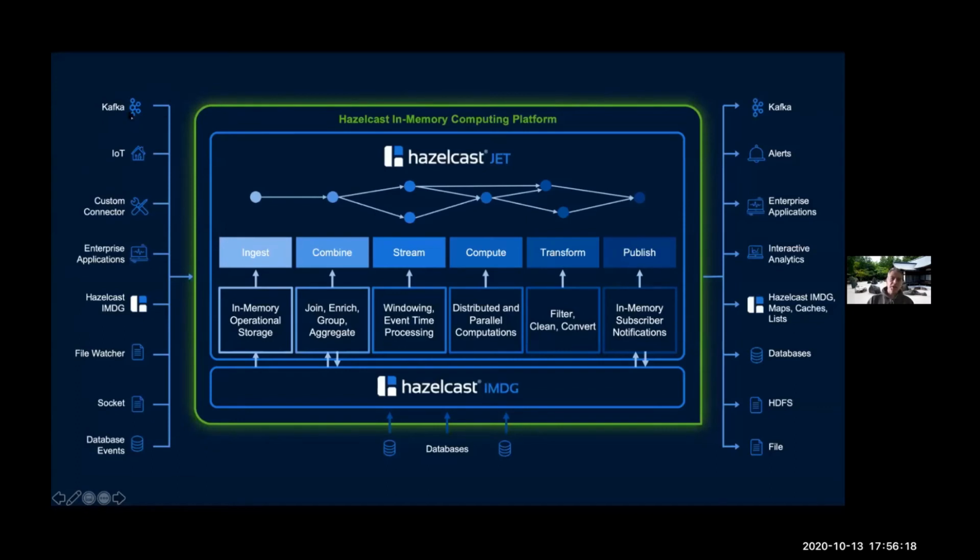We like a Jet pipeline as well. In general, this is a stream processing pipeline, but it reads from some sources and writes to some sinks. Here you can see by default what we can read from. We can read from Kafka, we can read from a file system, we can read from database events by leveraging Debezium. And if nothing fits you, of course, you can write your custom collector. We can also read from IMDG, of course.